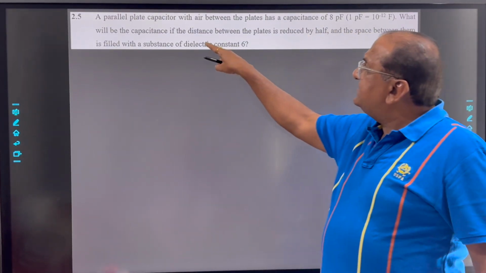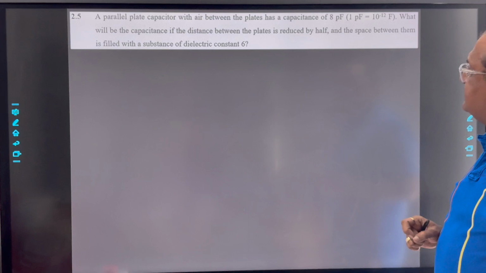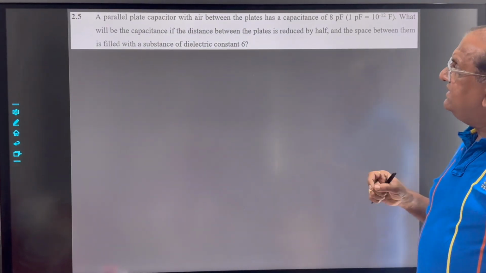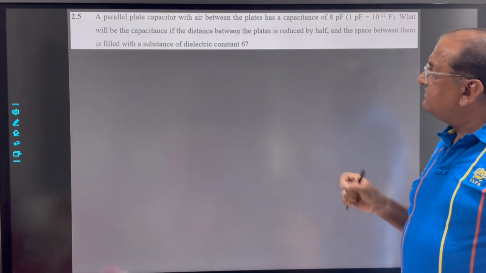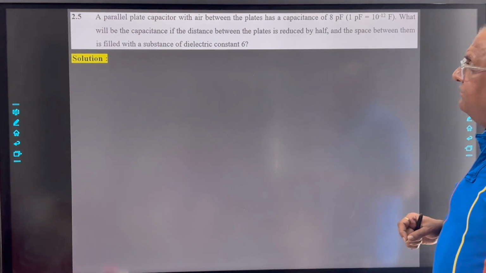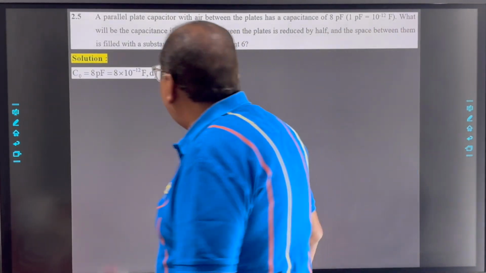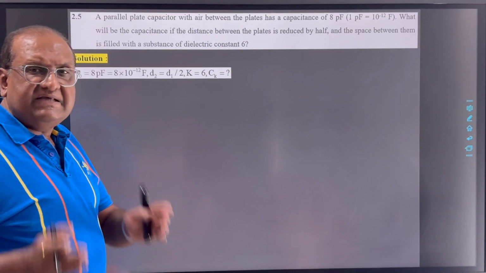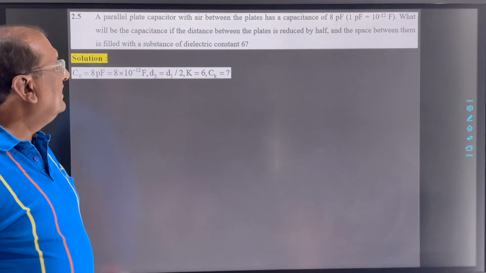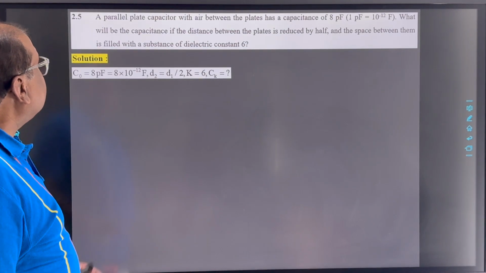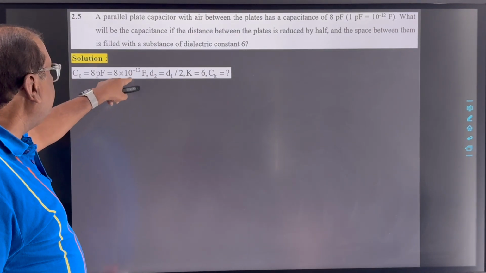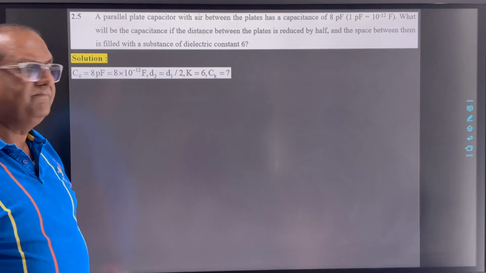What will be the capacitance if the distance between the plates is reduced by half and the space between them is filled with a substance of dielectric constant 6? Now we know this thing. If there is air between two plates of the capacitor, then the capacitance C0 is given to you as 8 picofarad, so that is 8 into 10 raised to minus 12 farad.